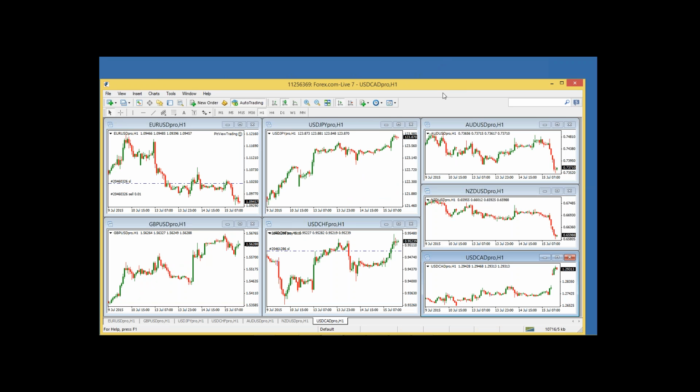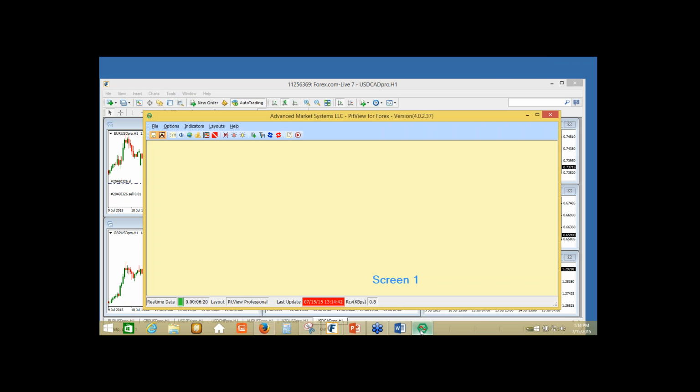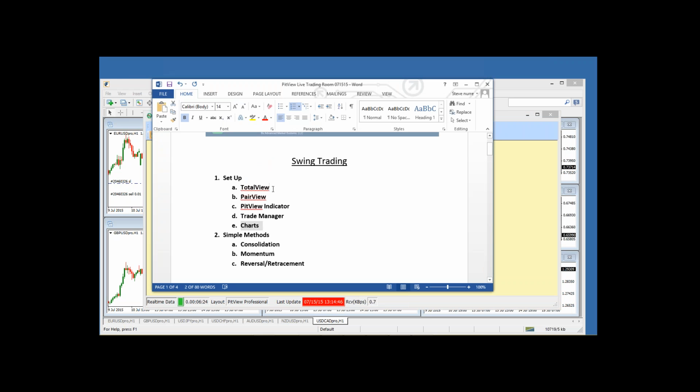Sorry, I had to segue there because somebody asked from the live trading room this morning about the dollar Canadian pair. So here I am, my Metatrader set up, and we're only using one screen, so I'll also show you how I turn my PitView on and how I add my PitView indicators. Right in here under my setup, you can see what I do here.